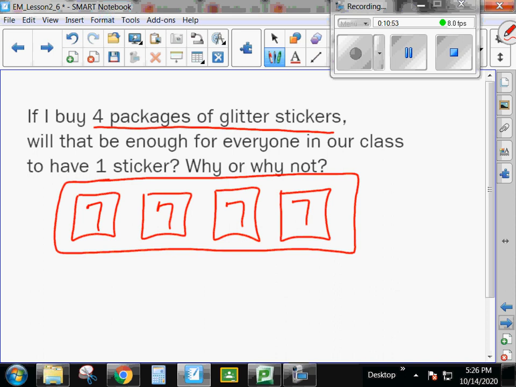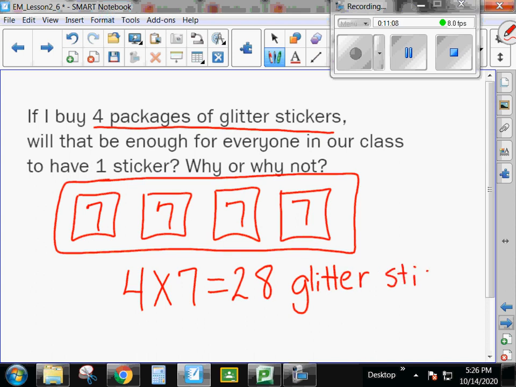All right, so your number model should be 4 groups of 7, so 4 times 7. And when you add all of these 7s together, you should have 28. So there are 28 glitter sticks. Now, is that enough for everyone in your class? Depending on what school year it is, this year I only have 18 boys and girls in each of the classrooms. Some years I have 20, some years I have 25, but you'll be able to tell if there's enough for everybody in your class because you have 28 glitter sticks. All right, let's look at the next problem.